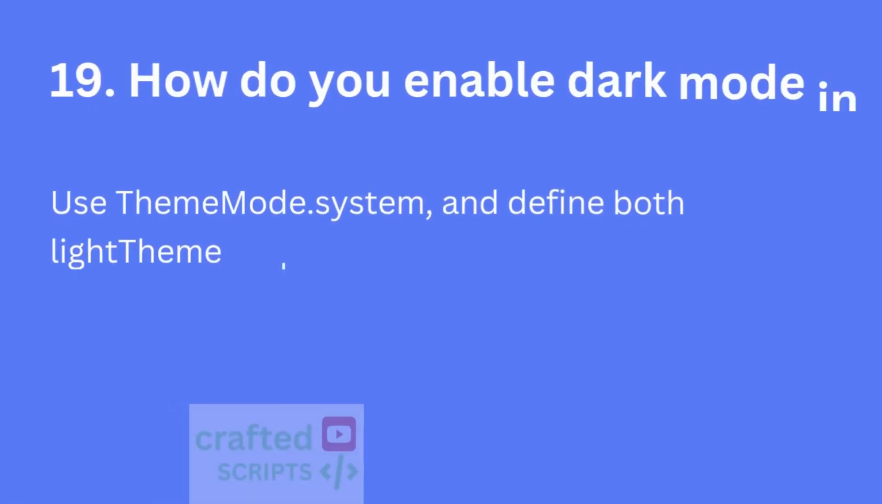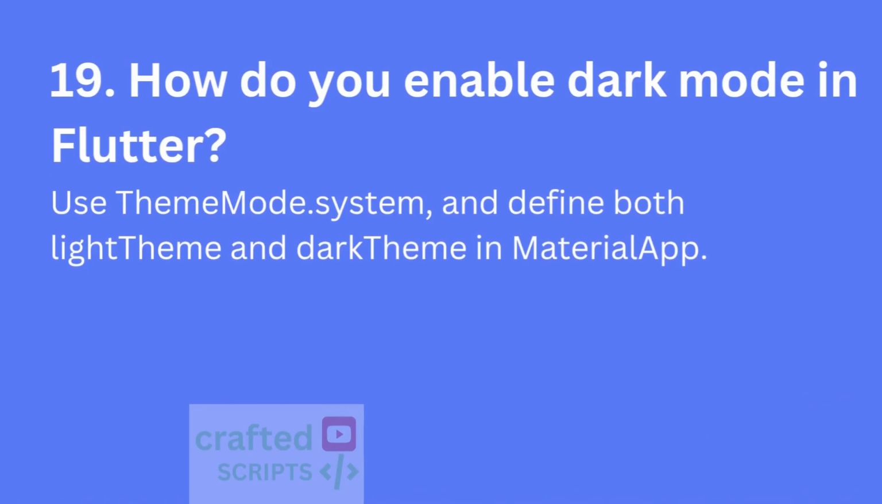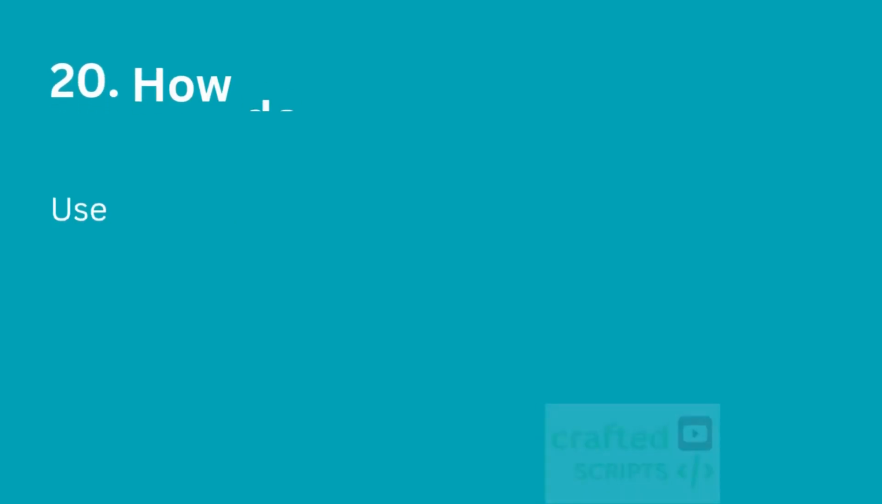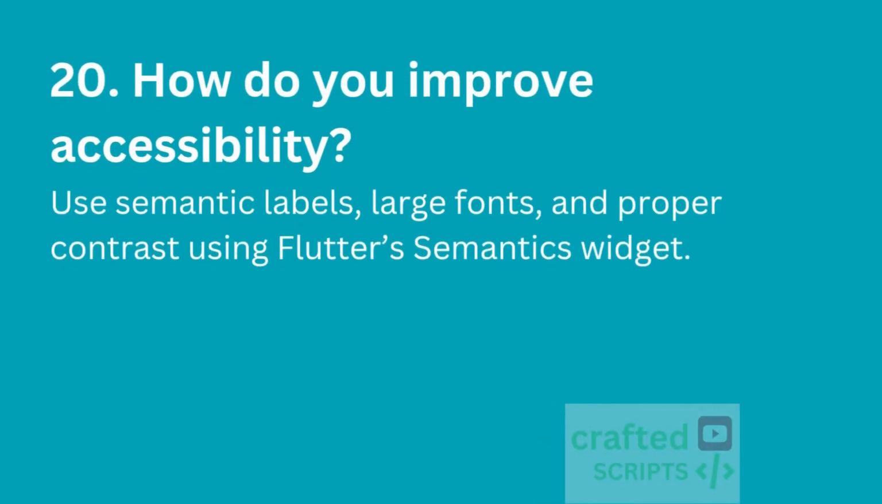Question number 19. How do you enable dark mode in Flutter? Use ThemeMode.system and define both light theme and dark theme in MaterialApp. Question number 20. How do you improve accessibility? Use semantic labels, large fonts, and proper contrast using Flutter's Semantics widget.